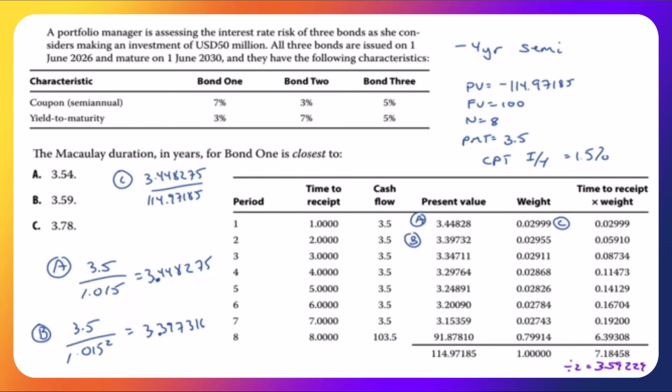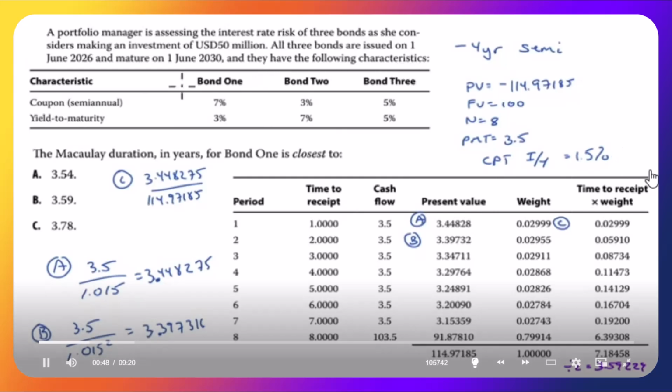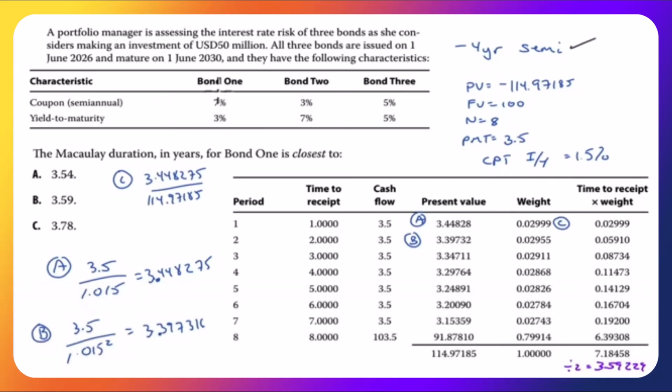Pretty straightforward. A portfolio manager is assessing the interest rate risk of 3 bonds as she considers making an investment of $50 million. All 3 bonds are issued on June 1st, 2026, mature on June 30th, 2030, and have the following characteristics. Coupon semi-annual. They're all 4-year semis. Notice bond 1, yield to maturity is 3%, coupon of 7. We are dealing with a premium bond.